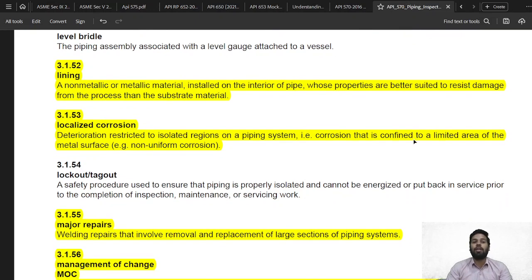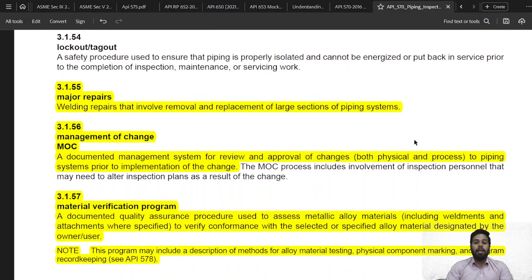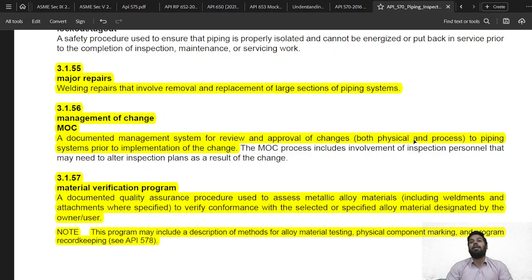Okay. Localized corrosion is corrosion in a very small area. Sometimes it is also considered to be pitting corrosion. So it is deterioration restricted to isolated regions of the piping system, that is, corrosion confined to a limited area of a metal surface. Okay. Major repairs. Major repairs are repairs done on a piping system which might require a hydro test. So welding repairs that involve removal and replacement of a large section of a piping system are considered to be a major repair. Okay.